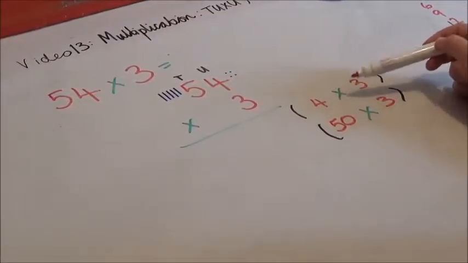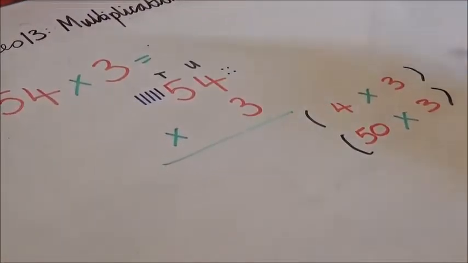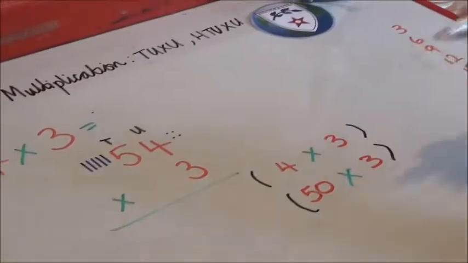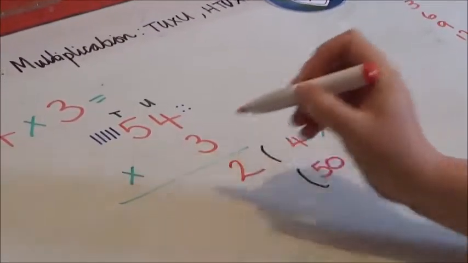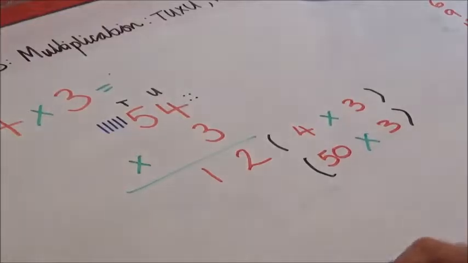So now we're going to do our multiplication. 4 times 3, 4 lots of 3, is 12. So I'm going to put the 2 in the units and the 1 in the tens.